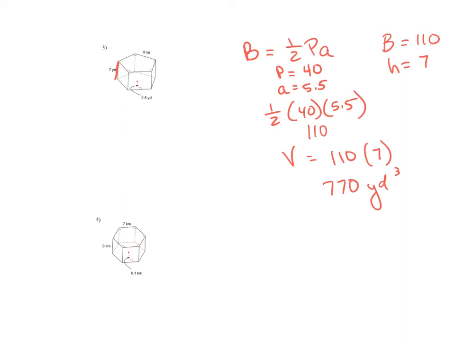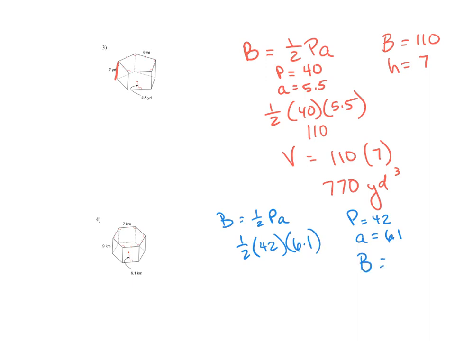The last one's a hexagon, and just like the first one, the area of the base is 1/2 perimeter times apothem. The perimeter is going to be 7 times 6, which is 42. So the perimeter of the base is 42. The apothem is 6.1. And then we just multiply those together to get our answer. The area of the base is 128.1.